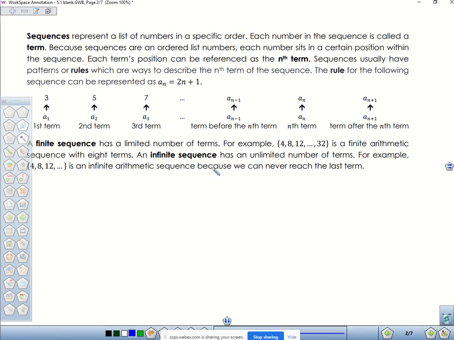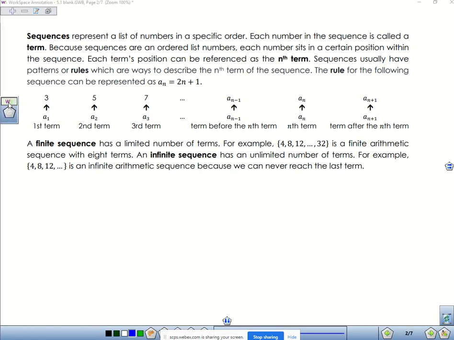so I'm going to read this little paragraph here. Sequences represent a list of numbers in a specific order. Each number in the sequence is called a term. Because sequences are an ordered list of numbers, each number sits in a certain position within the sequence. Each term's position can be referred to as the nth term. Sequences usually have patterns or rules, which are ways to describe the nth term of the sequence. The rule for the following sequence can be represented as a sub n is equal to 2n plus 1.